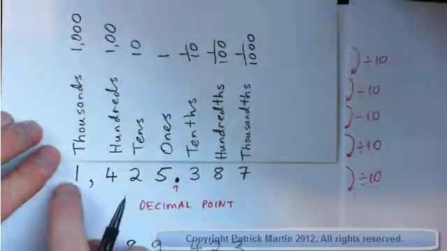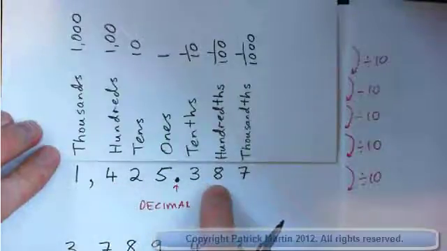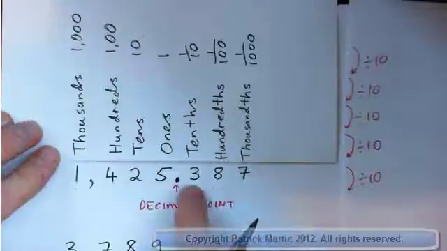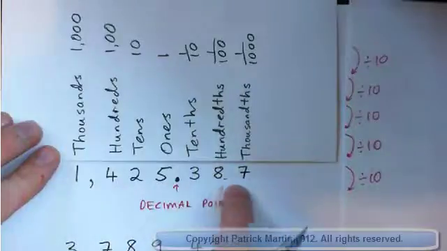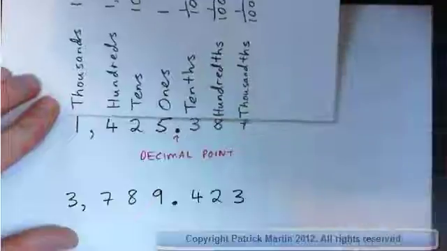So we've got 1,425, 3 tenths, 8 hundredths, and 7 thousandths, and you could also say 0.387. So 1,425.387. Okay.